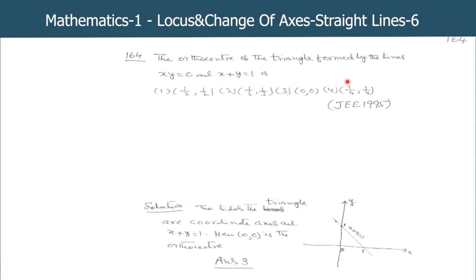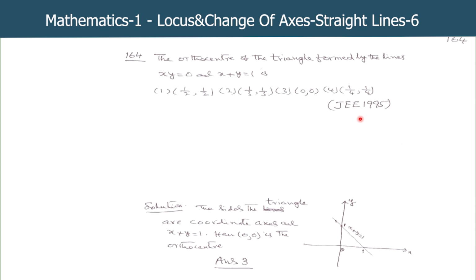Right. 164. The orthocenter of the triangle formed by the lines xy is equal to 0 and x plus y is equal to 1 is: 1, half comma half; 2, 1 by 3 comma 1 by 3; 3, origin; and 4, 1 by 4 comma 1 by 4. And this was asked in JEE 1995.